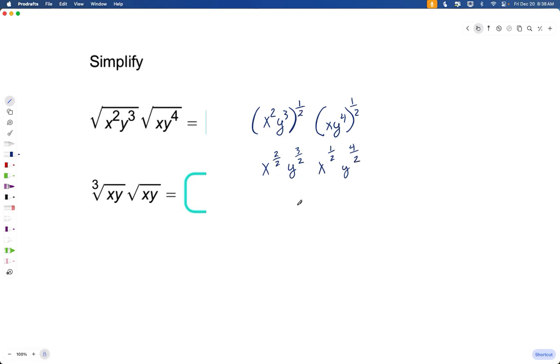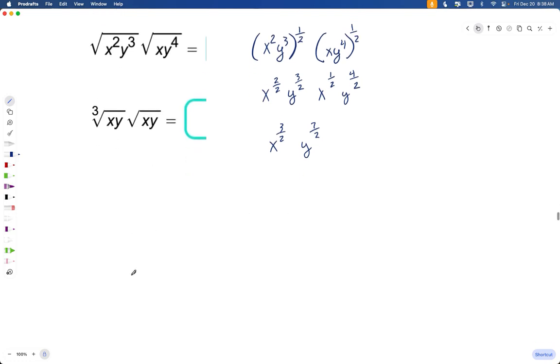So if I add my x's together, I get x and 3 over 2. Their denominators were the same, so that made it easy. And these denominators are the same, so I get y and 7 over 2. That's it. That's all you have to do. Easy peasy. All right, now let's look at the second one. Right here, we'll do it beneath.